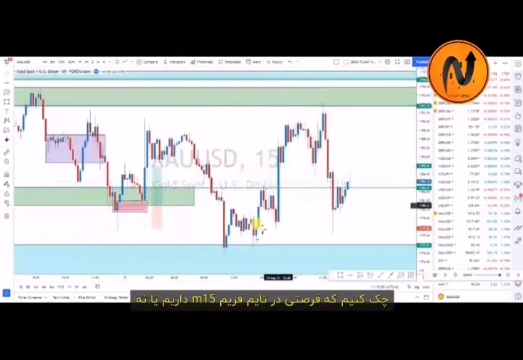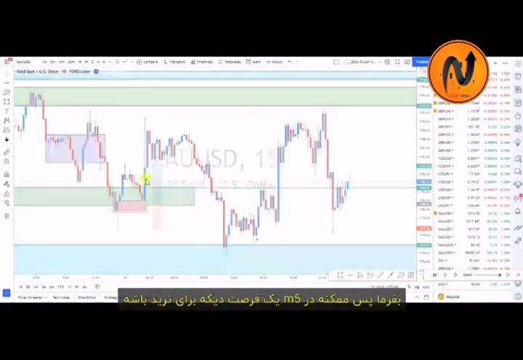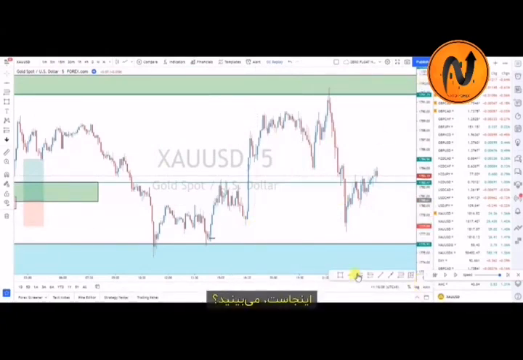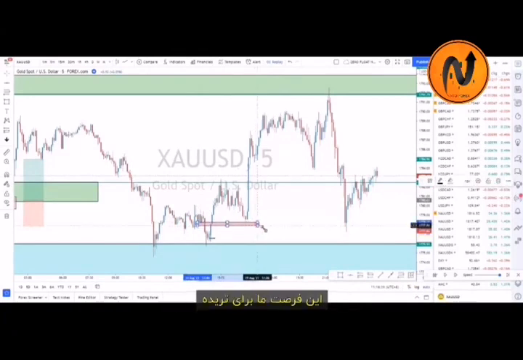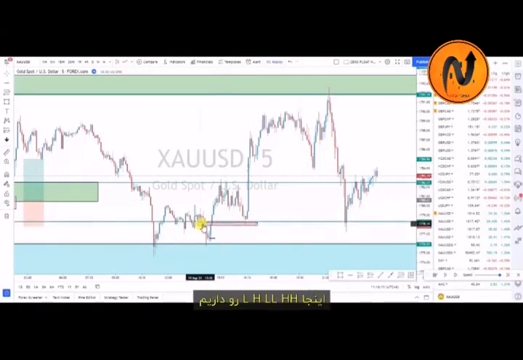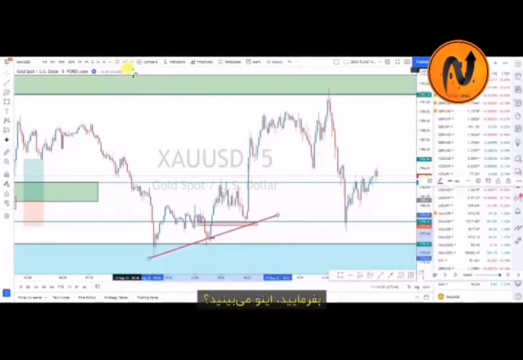Let's check if we have any opportunity in the M15. Yes, there we go. So on the M5 we could have another opportunity to trade. Here, guys, you see here? So on the M5, here we mark. There we go. This is our opportunity to trade. I'm going to mark this as an entry point. So we have the lower high, lower low, higher high. And then here, I can see there's a trend line confluence. There we go. You see this, guys?